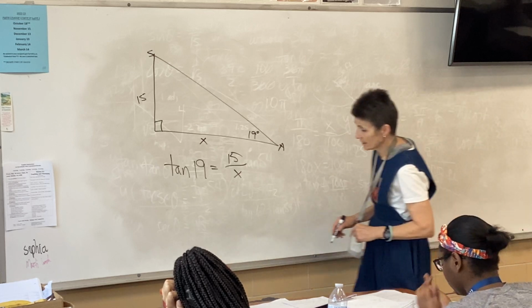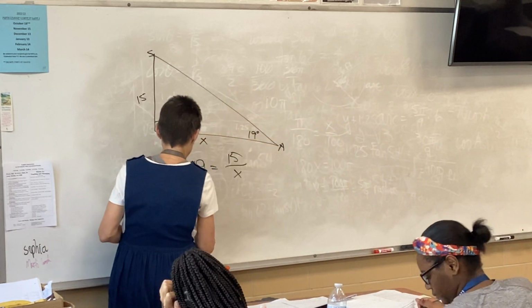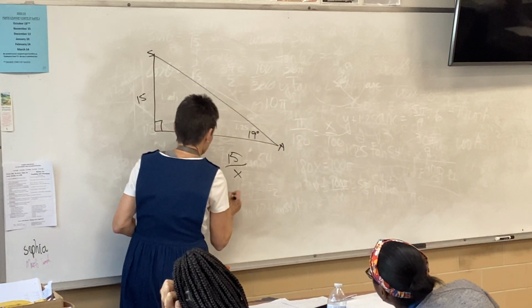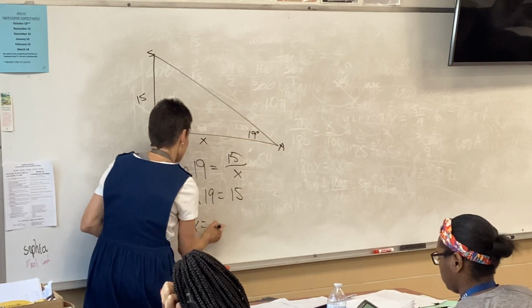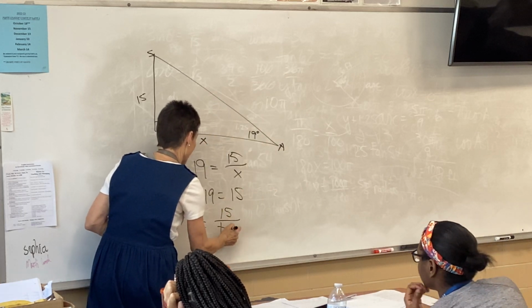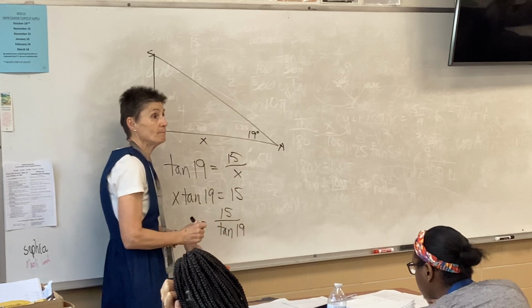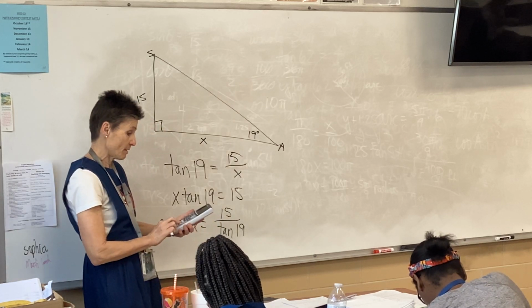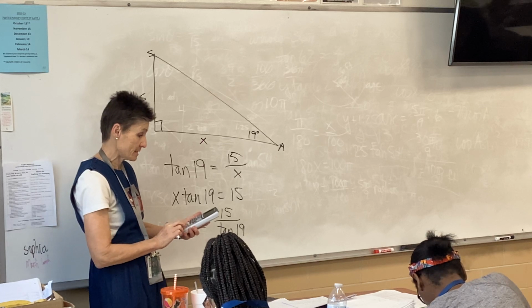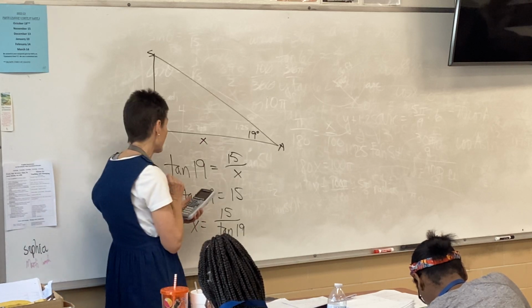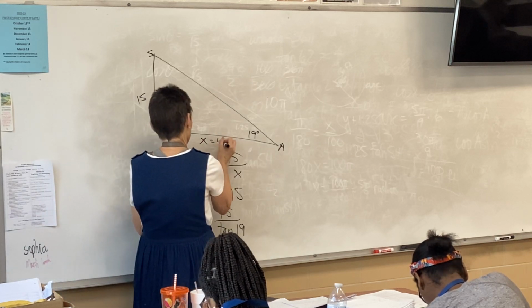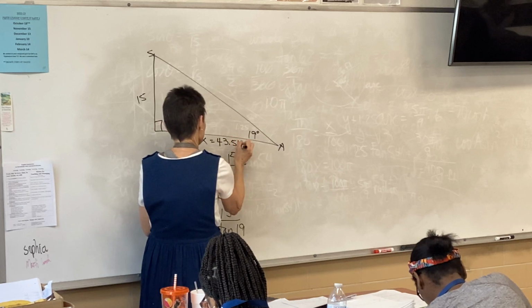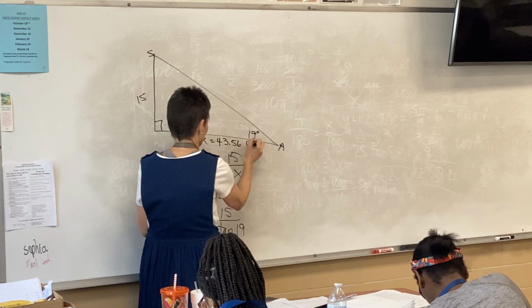So x tan 19 equals 15, so x equals 15 divided by tan 19. Type it in on the calculator, that's an easy one, 15 divided by tan 19. Make sure you're in degrees, and I got 43.56 meters.